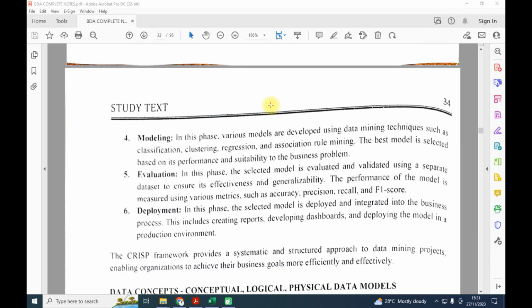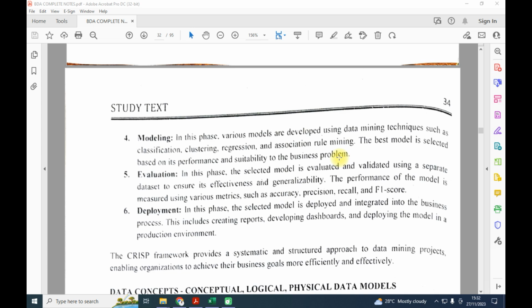After we have prepared our data, now we shall be able to model it. Modeling. In this phase, various models are developed using data mining techniques, such as classification, clustering. You can use regression, which is widely used, and association rule mining. The best model is selected based on its performance and suitability to the business problem. So already we have defined and understood our business. We have understood the data. Now we have prepared our data. Next, we model the data. That data that we have prepared, we shall fit in a model.